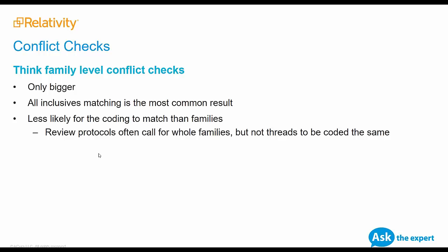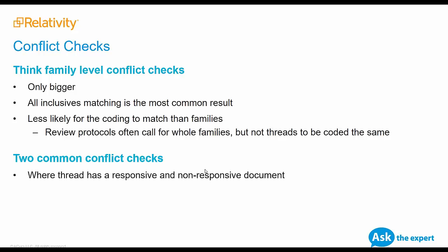But in review, protocols may differ more with thread groups than they tend to do with families, where often with families, they're always produced together, withheld together. But with threads, it is theoretically possible as it evolves, one part is responsive, one's not responsive. One area is privileged, the other is not privileged. So you do have to be a little bit careful about your conflict checks, but it is a good high-level sanity check to see where some conflicts occur.